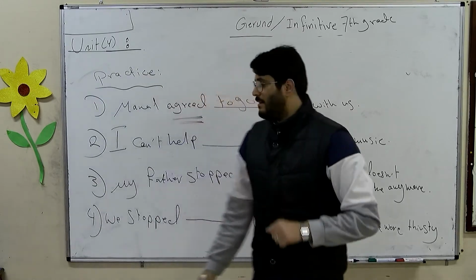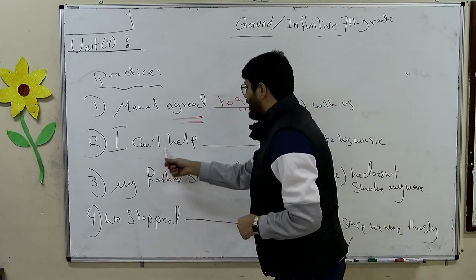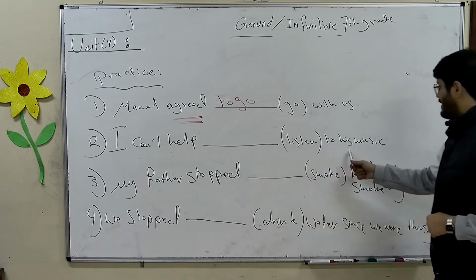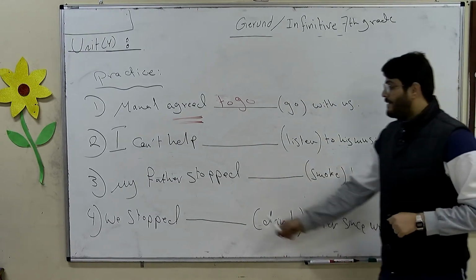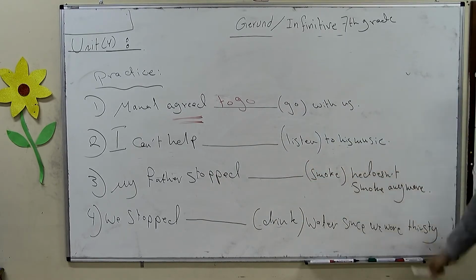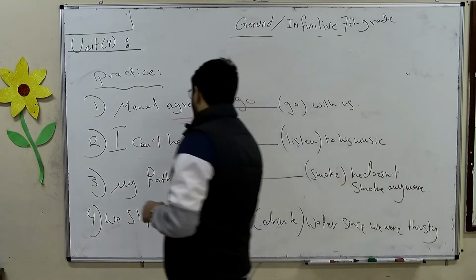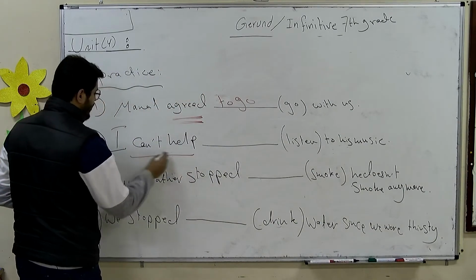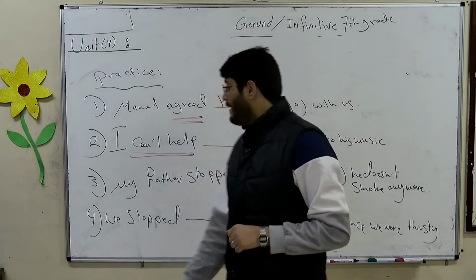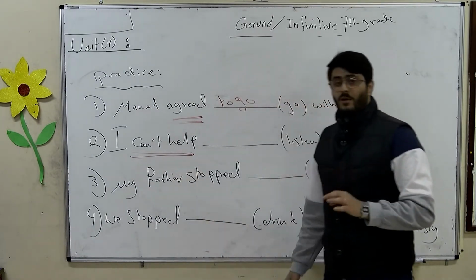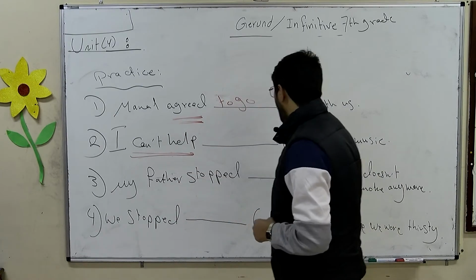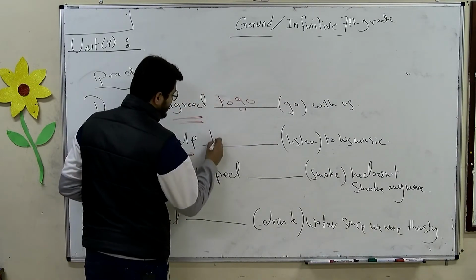Okay, let's see the second one. I can't help, and the verb is listen between brackets, to his music. We know that, my students, can't help is one of the expressions which are followed by gerund. So I can't help listening.